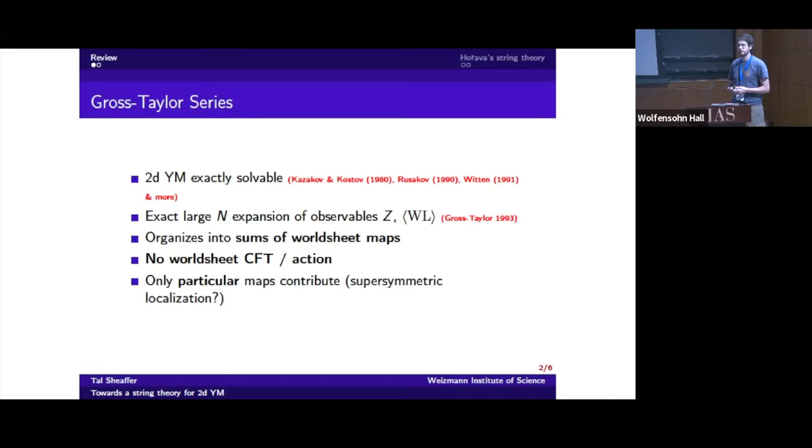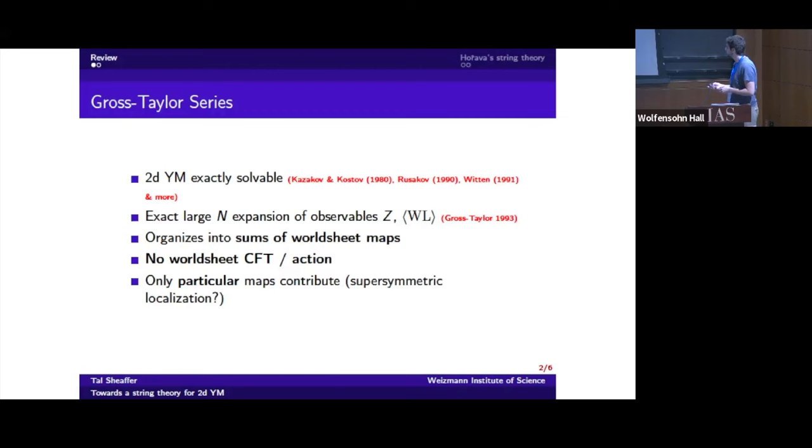And in the 90s, Gross and Taylor large N expanded those expressions and showed that they organize into a string theory in the sense that every term can be associated exactly with one map of a Riemann surface into the two-dimensional target space. So what's needed is some worldsheet action to describe this string theory. One can imagine, since not all conceivable maps appear in the Gross and Taylor series, it should be some topological string theory that localizes to specific maps.